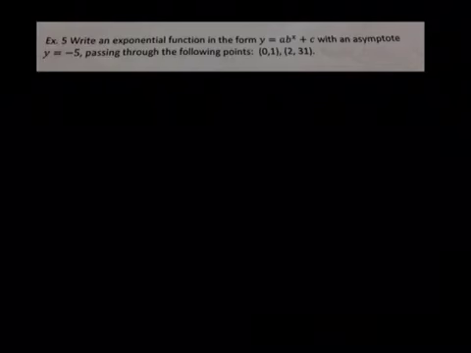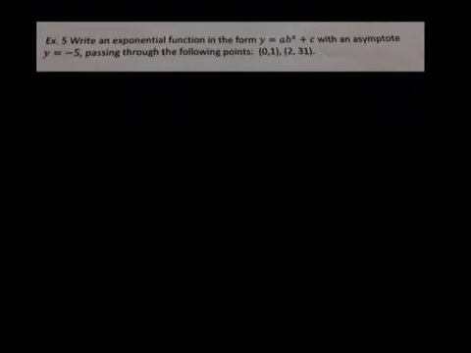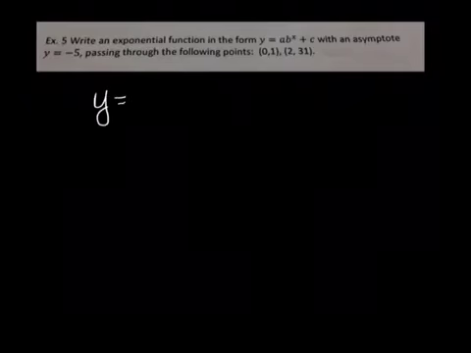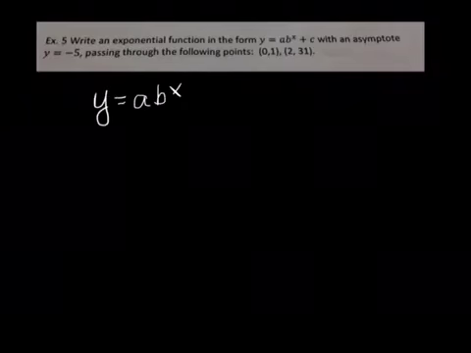Okay, in this question, we're given some parameters. We have an asymptote of y equals -5, and we know that we are passing through 2 points, (0, 1) and (2, 31). And we're still writing our exponential equation in the form a b to the x plus c.